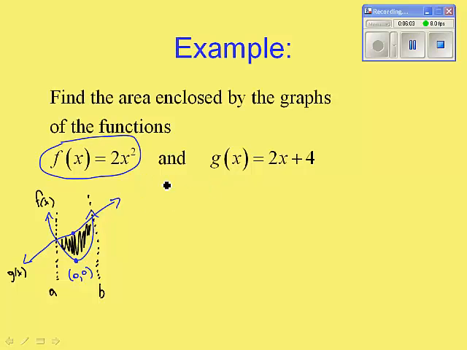Yeah, we want f of x to equal g of x. We want 2x squared equals 2x plus 4.